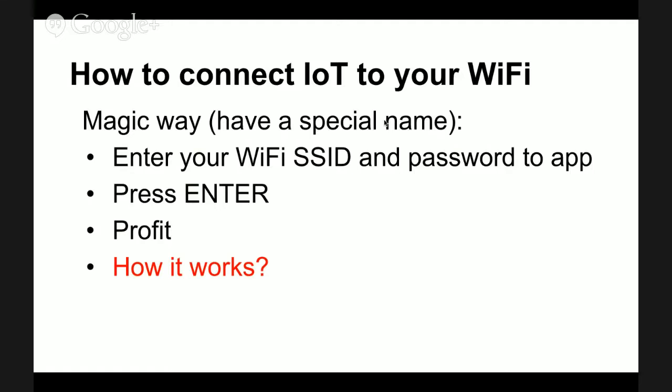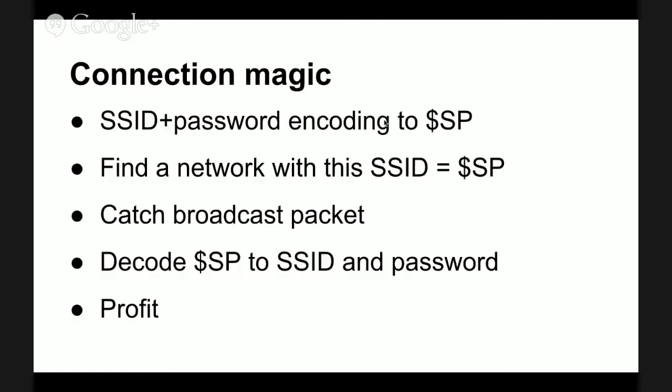such devices also have a magic way to connect. It looks like at the first stage you enter your Wi-Fi SSID and password into a mobile application, for example for iPhone or for Android, and just press enter and profit. That's all. At this stage it is really hard to understand at first what happens, but the IoT device retrieves this SSID and password and connects to this wireless network.